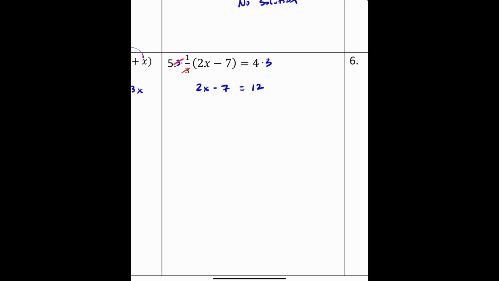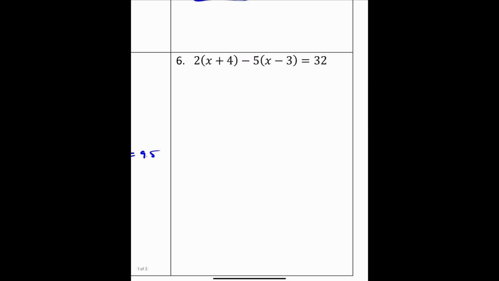So doing this process saves me so much time and effort, because look at what we have here. We have 2x minus 7 equals 12. I can go ahead and add 7 to both sides. And we're left with 2x equals 19. And then we can go ahead and divide both sides by 2. And I'm left with x equals 19 over 2. Or you can rewrite this as x equals 9.5. Either answer is acceptable.